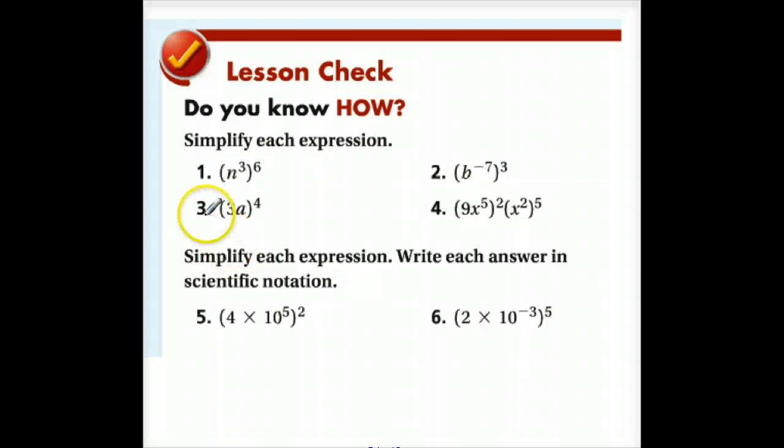All right, here's your lesson check, 1 through 6. Write these problems down and work them through. Bring them to class.